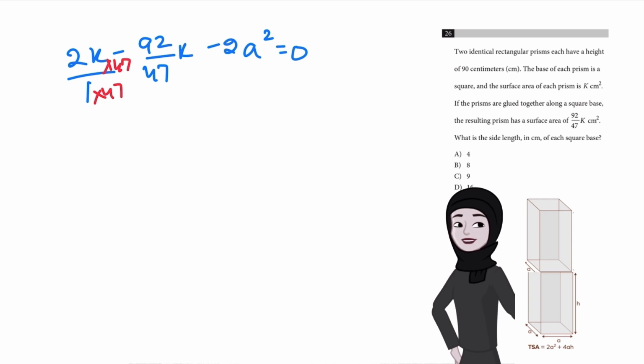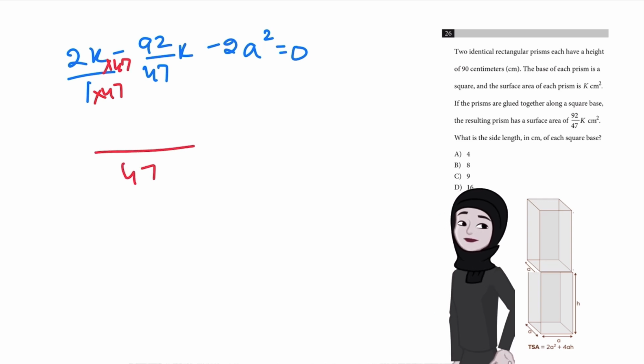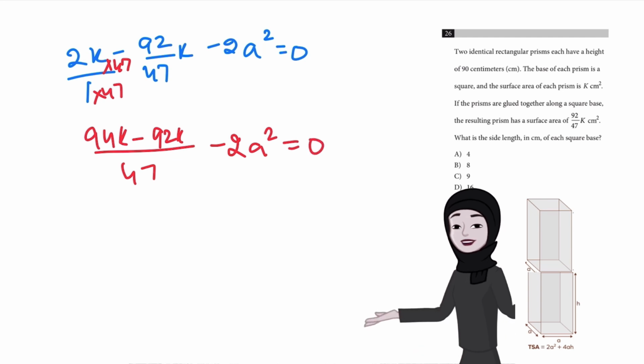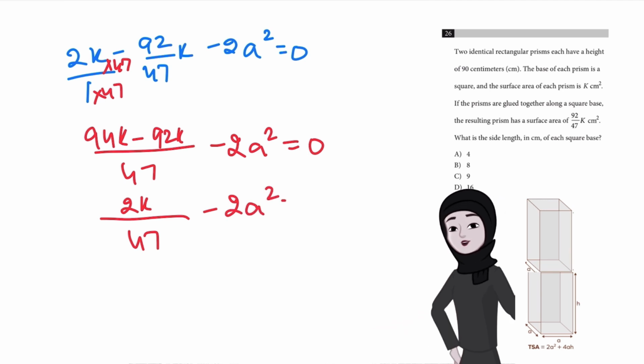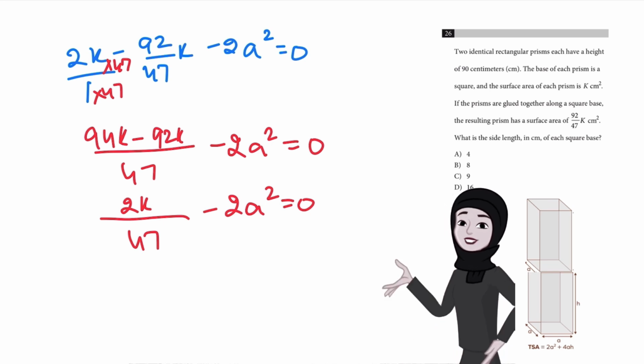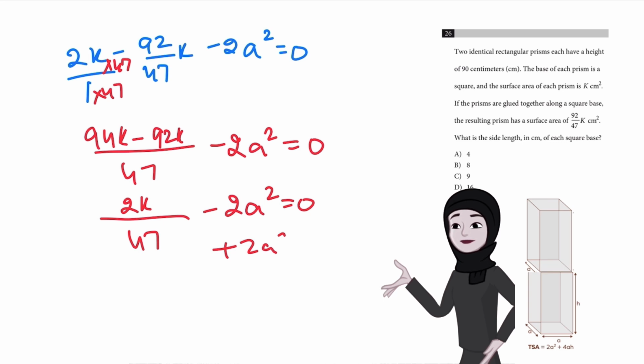subtract. So I will multiply this by 47 so that I have the common denominator 47, and 2 times 47 is 94k. 94k minus 92k minus 2a squared is equal to 0. So this will simplify to 2k by 47 minus 2a squared is equal to 0. Since I am trying to write k in terms of a, I still have to do further simplification. I can add 2a squared to both sides.